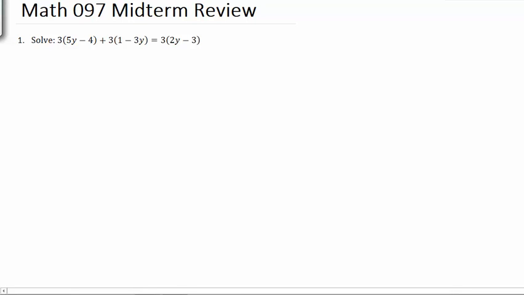This is the Math 097 midterm review. So number 1 just wants us to solve this equation. The first step to solving equations is to clear fractions and decimals. We don't have any here, so we'll move on to step 2, which is to clear parentheses.